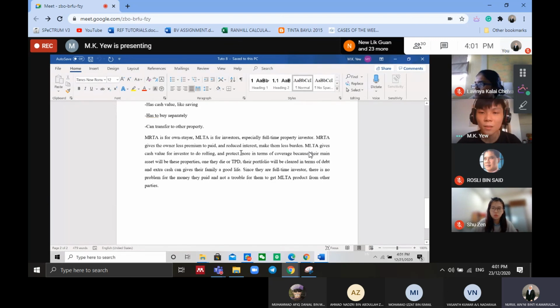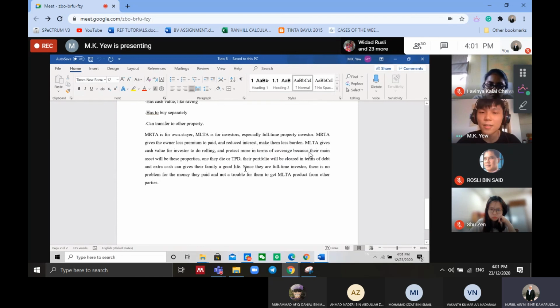Okay, so for example today I got a lot of property, then I cover it all with MLTA. Once, I don't want to say once I die, but yes, if something happened to the investor, then the MLTA can not only cover all your installment, but also gives extra compensation to your family member to have a good life. Okay, since they are full-time investor, there's no problem for the money they pay, even though MLTA has more premium, they have to pay more in terms of premium. So that's all from my answer.